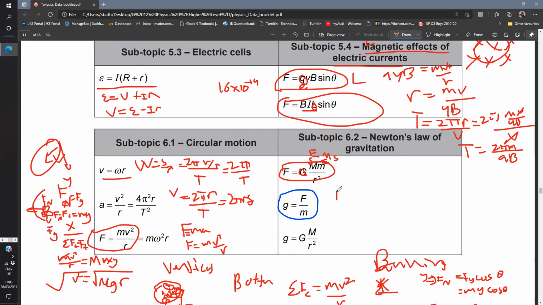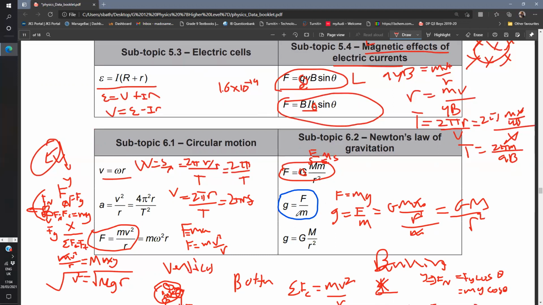So for this, we said that F is equal to mg. g is equal to F over m. We just rearrange this formula. Okay, and then we substitute F here: GMm over r squared. m and m cancel. So it's just going to be GM over r squared. And that's basically everything you need to know.